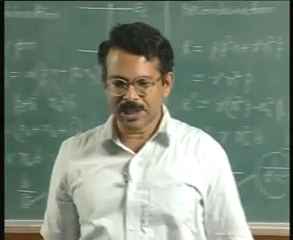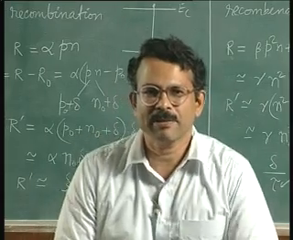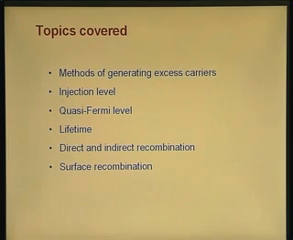Now towards the end of the discussion, let us see what are the topics that we have covered in the last two lectures. First, we discussed the methods of generating excess carriers. Then we discussed the concept of injection level. Then we discussed the quasi-Fermi level. We spent a lot of time on the important parameter that characterizes transient response, that is the lifetime. We discussed the various recombination phenomena such as direct and indirect recombination, which decide the lifetime in a semiconductor, and finally we discussed the aspect of surface recombination.